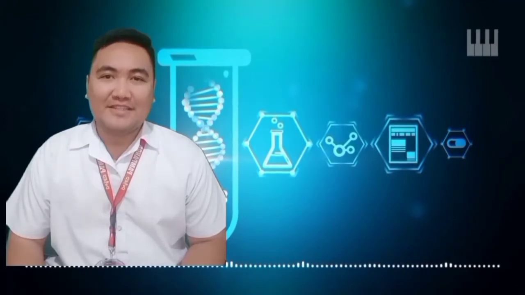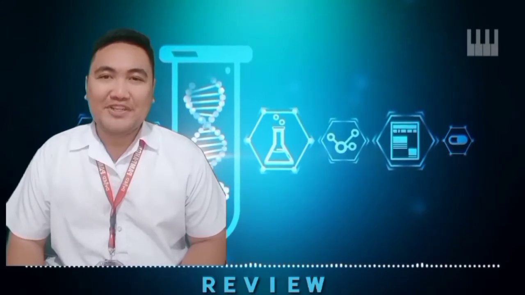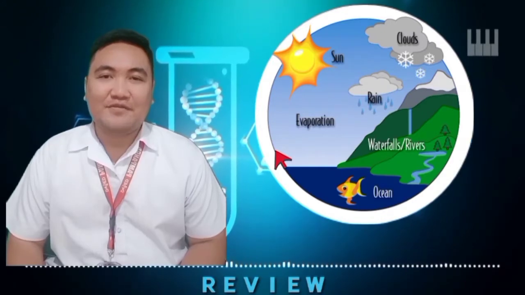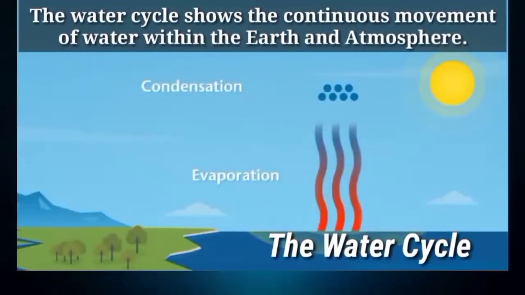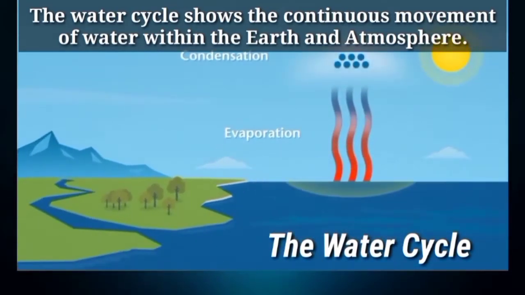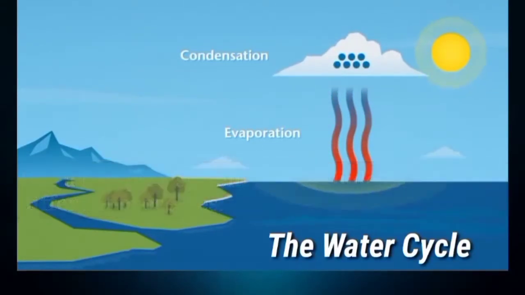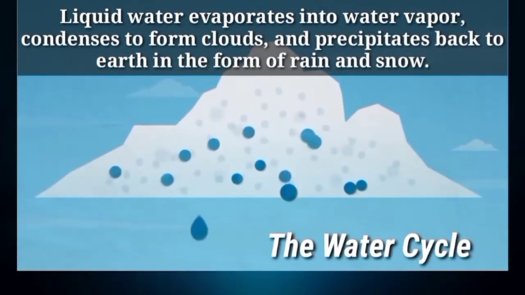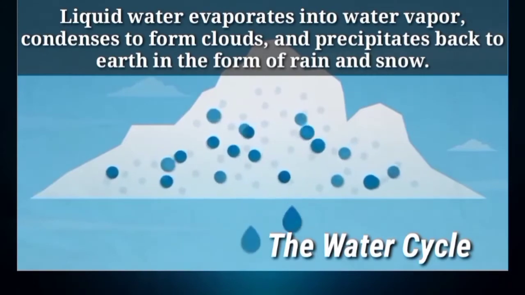Before going to our lesson, let's have a review. Can you explain what's in this picture? Yes, very good. It is the water cycle. Water cycle shows the continuous movement of water within the earth and the atmosphere. It is a complex system that includes many different processes. Liquid water evaporates into water vapor, condenses to form clouds, and precipitates back to earth in the form of rain and snow.